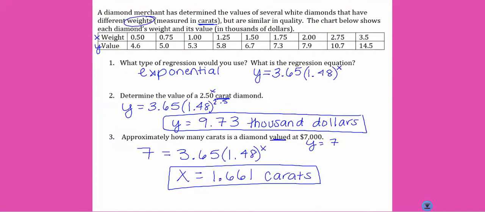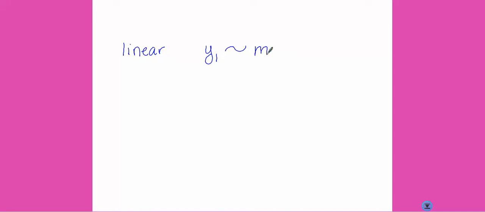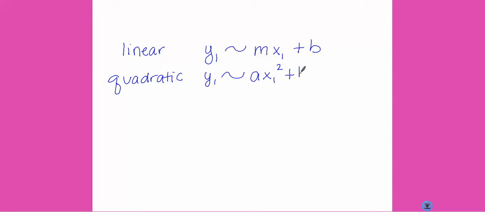So one last thing that I want you to write in your summary is the general equations that you need for Desmos. So if it's linear, you would type y sub 1 is approximately mx sub 1 plus b. For quadratic, it'll be y sub 1 is approximately ax sub 1 squared plus bx sub 1 plus c.